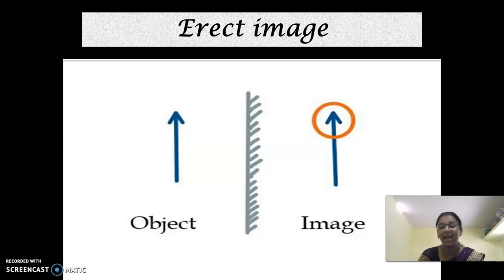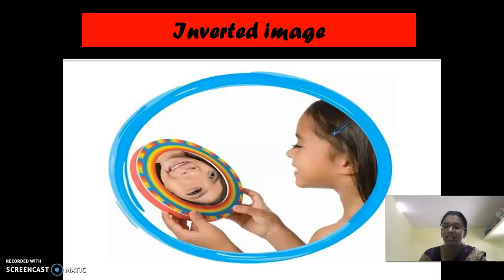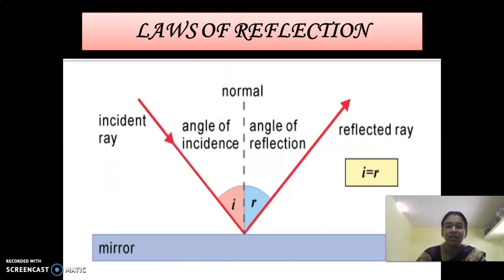That is the erect image, and erect is the same as that of the object. An erect image is nothing but an image formed the same as the object. An inverted image is upside down, it changes. That is called, look at here, so what is this? This is an inverted image. Okay, children?